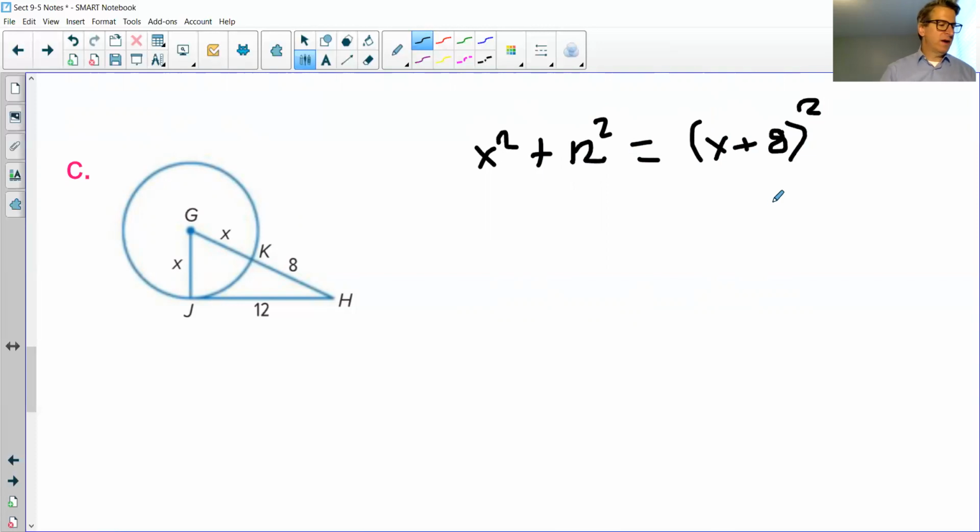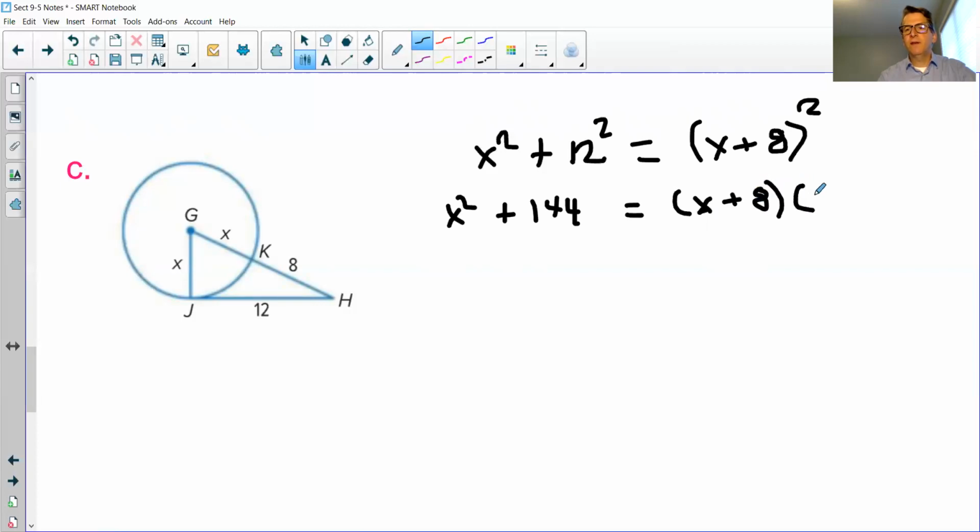Okay, so let's solve this. We have some FOIL to do over here. So x squared plus 144. Now, if I expand this out, I have x plus 8 times x plus 8. Some of you might say, well, I know that there's a certain relationship here. We could go right to it if you remember that, but we're just going to use FOIL. FOIL is our go-to way of multiplying two binomials.